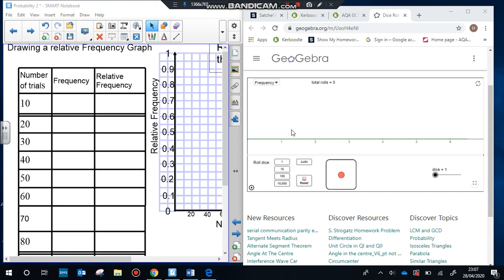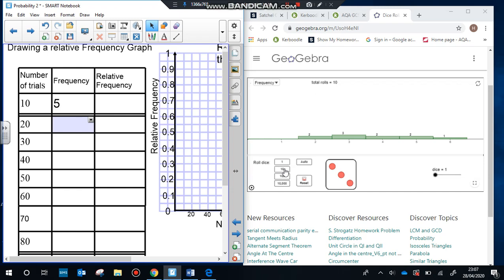Once you've got that into your books, we can do this together. We're going to use that dice simulator again that we had before. I've set it for 1 dice, and we're going to start with doing 10 throws. So I'm going to press 10 here, and we're looking at the frequency of odd numbers. I have got no 1s actually, 3 3s, and 2 5s, so that comes out as 5 as my frequency. I'm just going to write that in for now, and we'll come back and do the relative frequency in a minute. We'll get these in first.